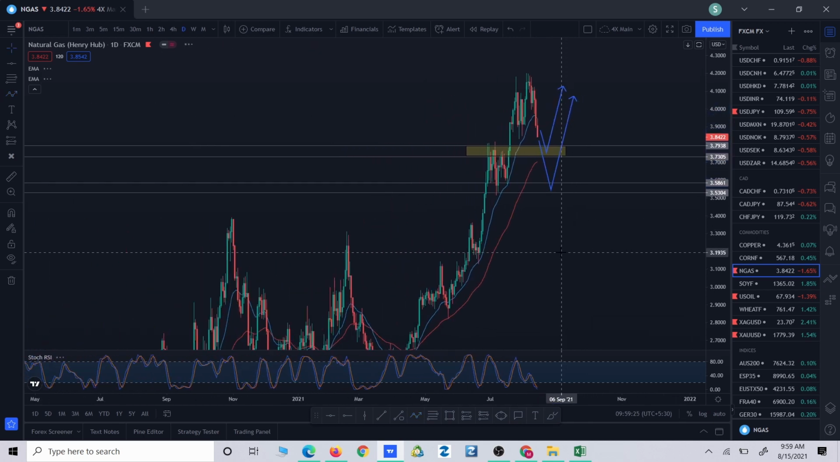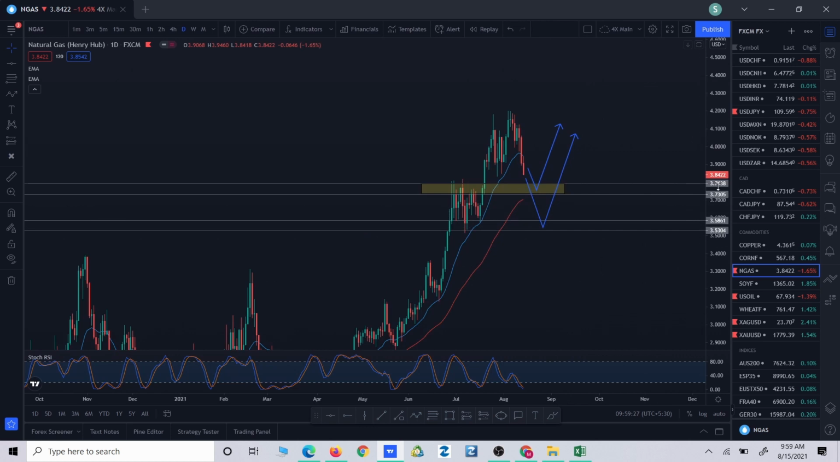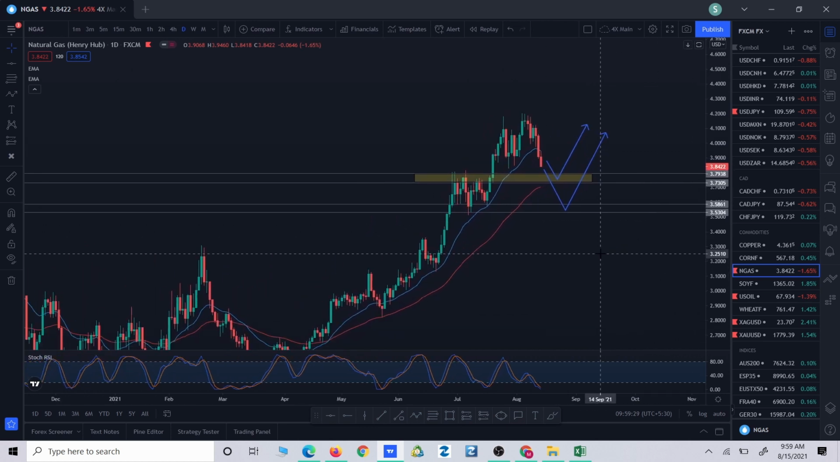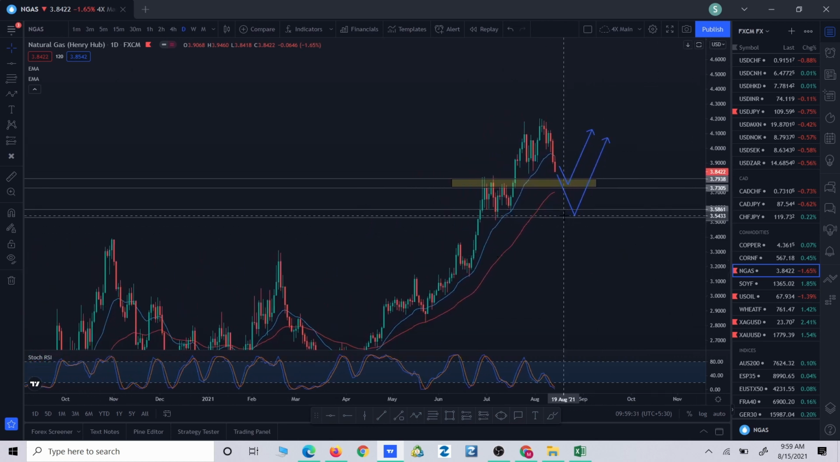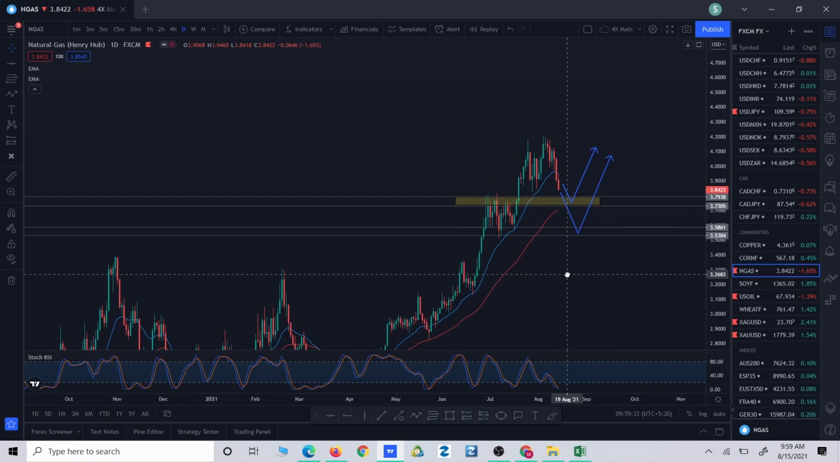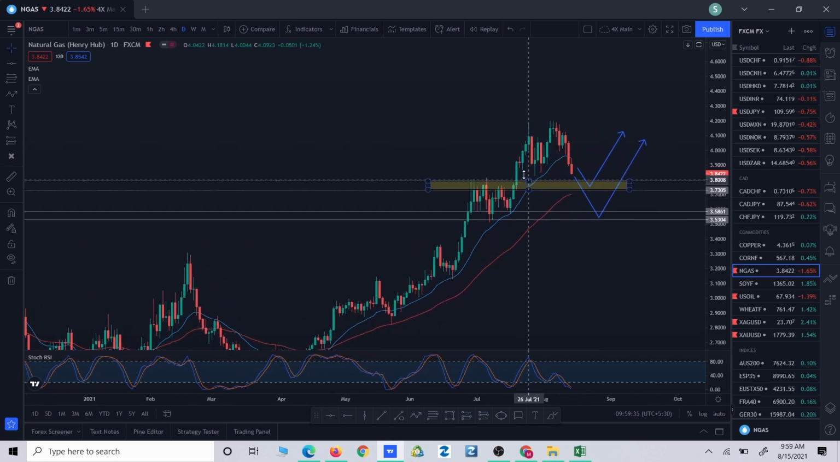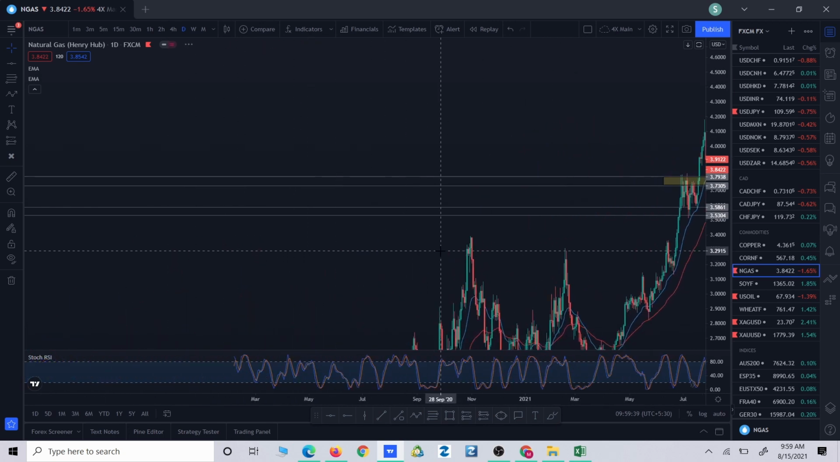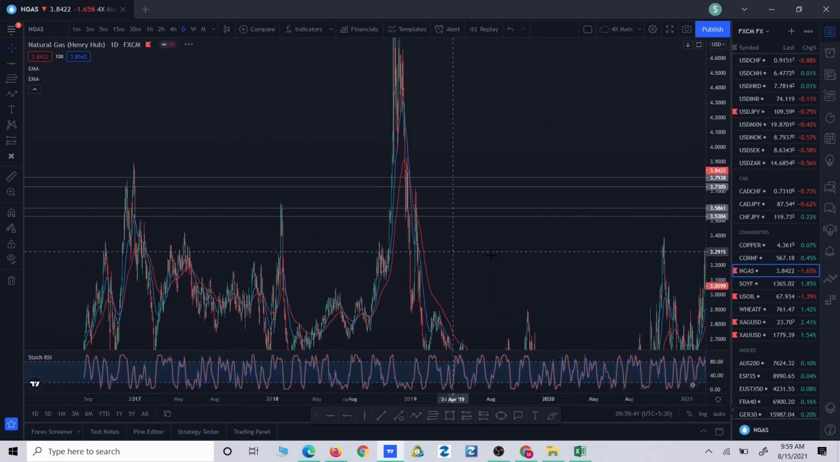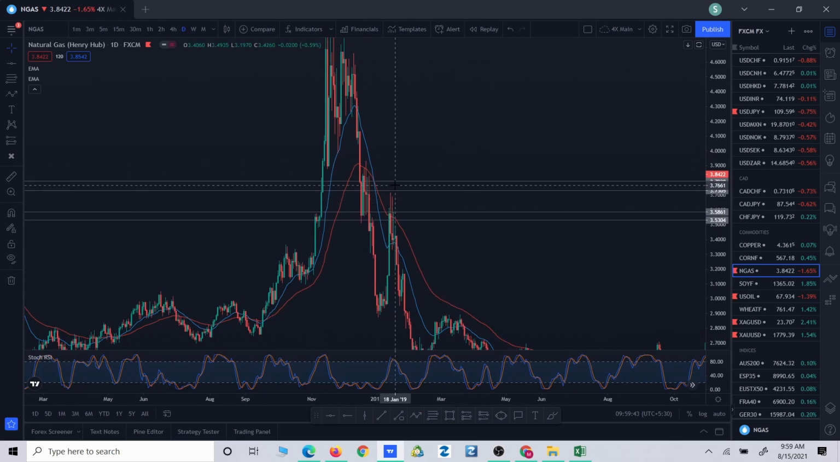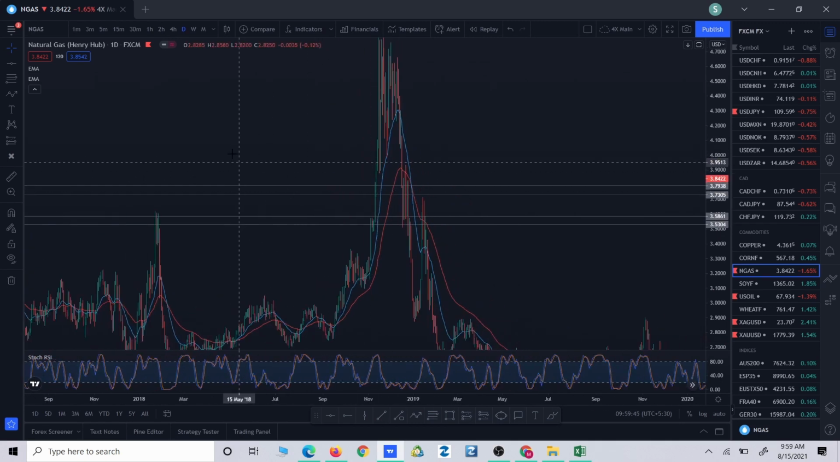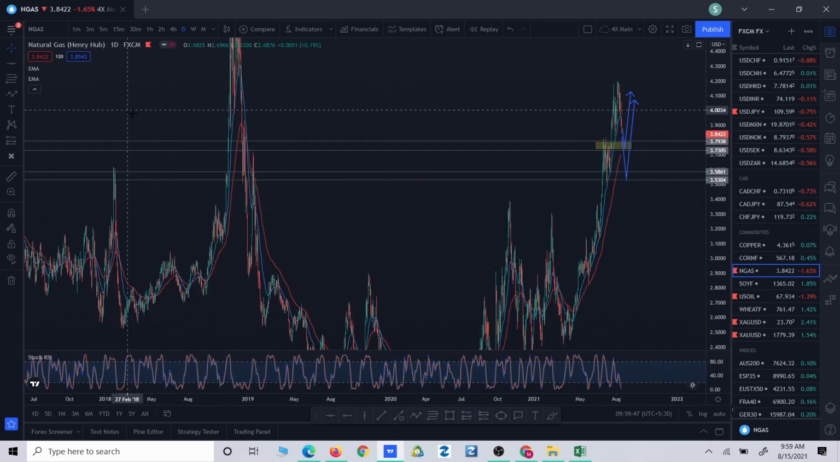Now, these are the two opportunities that we see on natural gas, and both of these zones are quite strong as we have multiple retests on them. If we talk about this particular zone, it's retested here, here, here, three times already, and if we go a little back into the history, it's retested here, here, and here as well. Multiple retests.